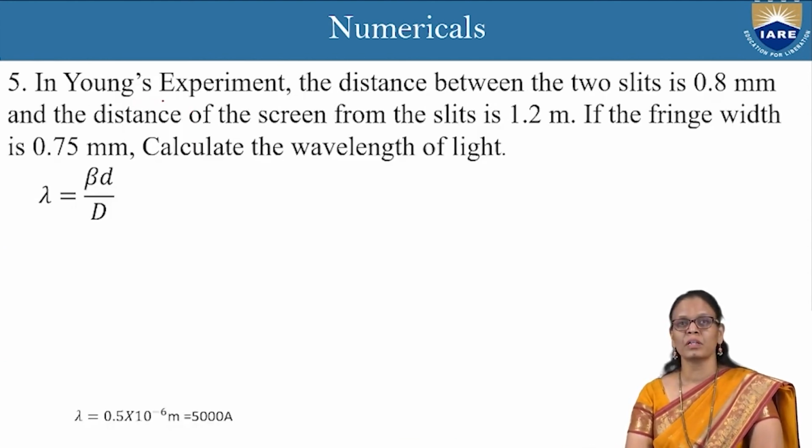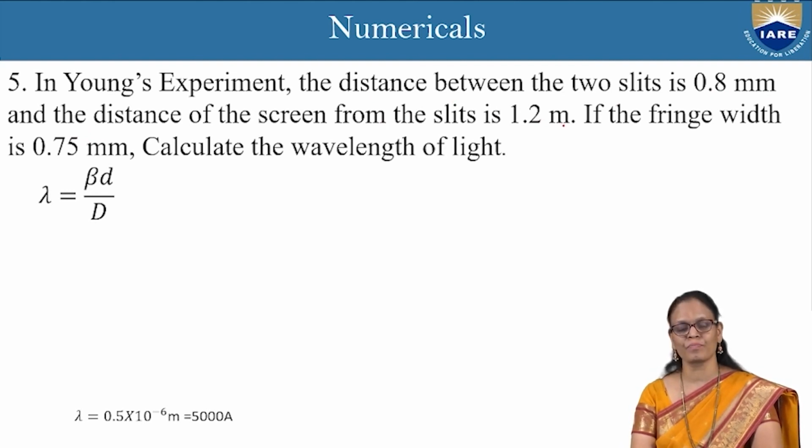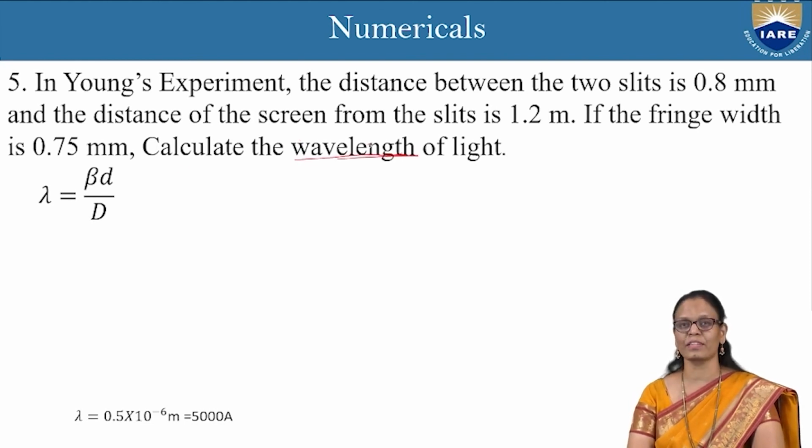Now, in Young's experiment, the distance between two slits is 0.8 mm and the distance of the screen from the slits is 1.2. The fringe width is 0.75. Calculate the wavelength of light. So the first time we are going to calculate the wavelength. Till now we have been calculating either the fringe width or the distance between the slits. So now we are going to calculate the wavelength.